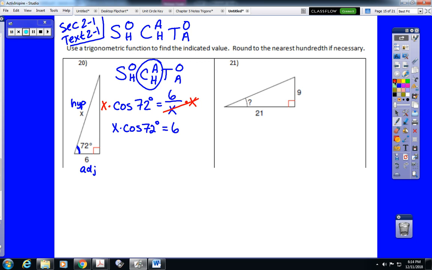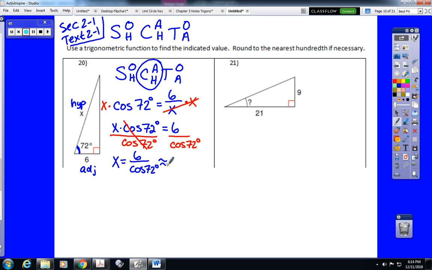Now at this point, this is like having 3x or 4x. To get x by itself, we need to divide. So we're going to divide both sides of the equation by the cosine of 72 degrees. So x is 6 divided by the cosine of 72 degrees, and we're going to feed that to the calculator. 6 divided by the cosine of 72 degrees.